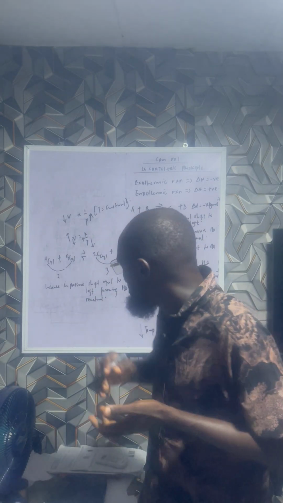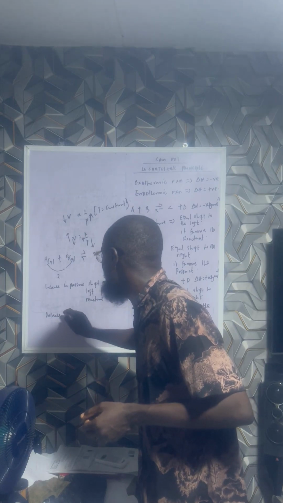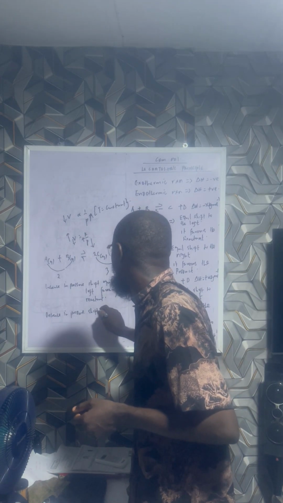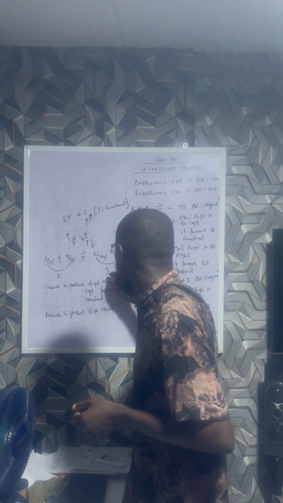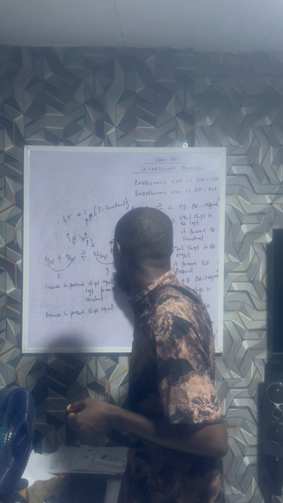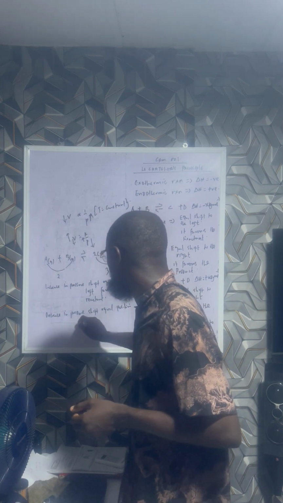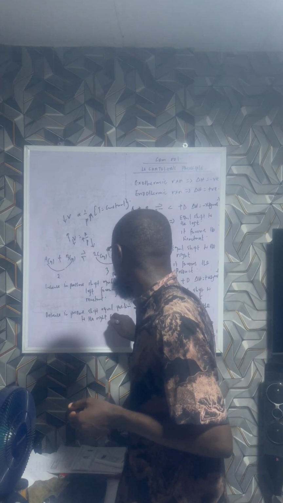Simple. Automatically, when you decrease the pressure, it shifts the equilibrium position to the right, favoring the product.